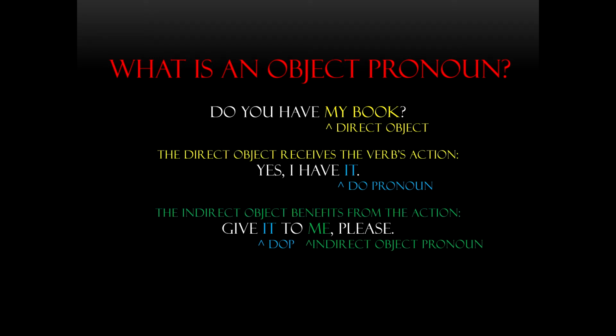The direct object receives the verb's action directly, as in, I possess a thing, and that thing happens to be your book. And then if I want you to give it to me, then "it" is the thing that is given, and who benefits indirectly from it? Me.